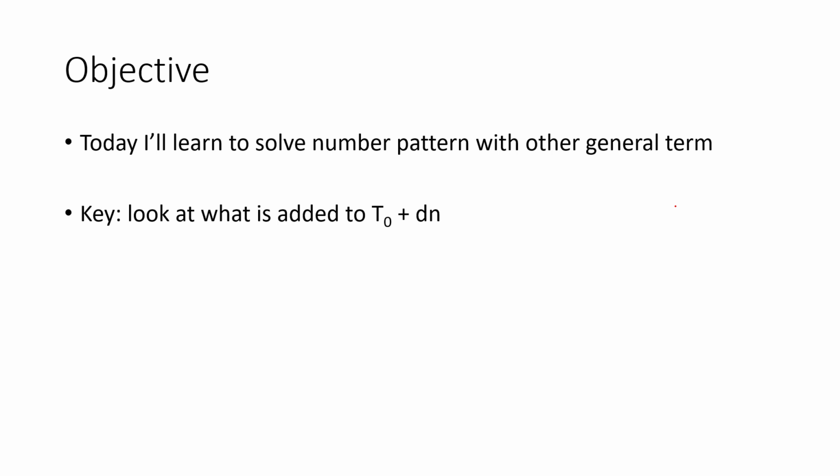And the key is, look at what is added to term 0 plus dn. But just take note, it doesn't have to be added. It can be subtracted, minus, times, divide, or even square. So let us start off by looking at some number patterns that have other general terms.